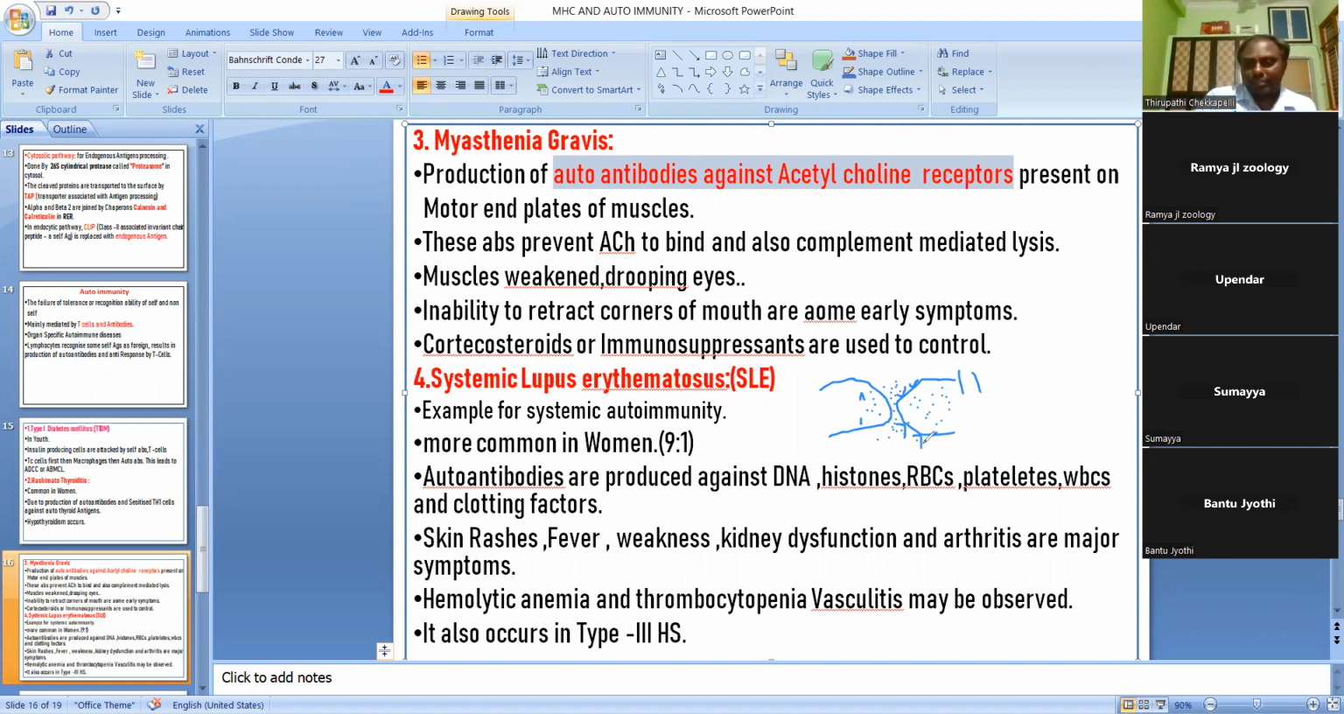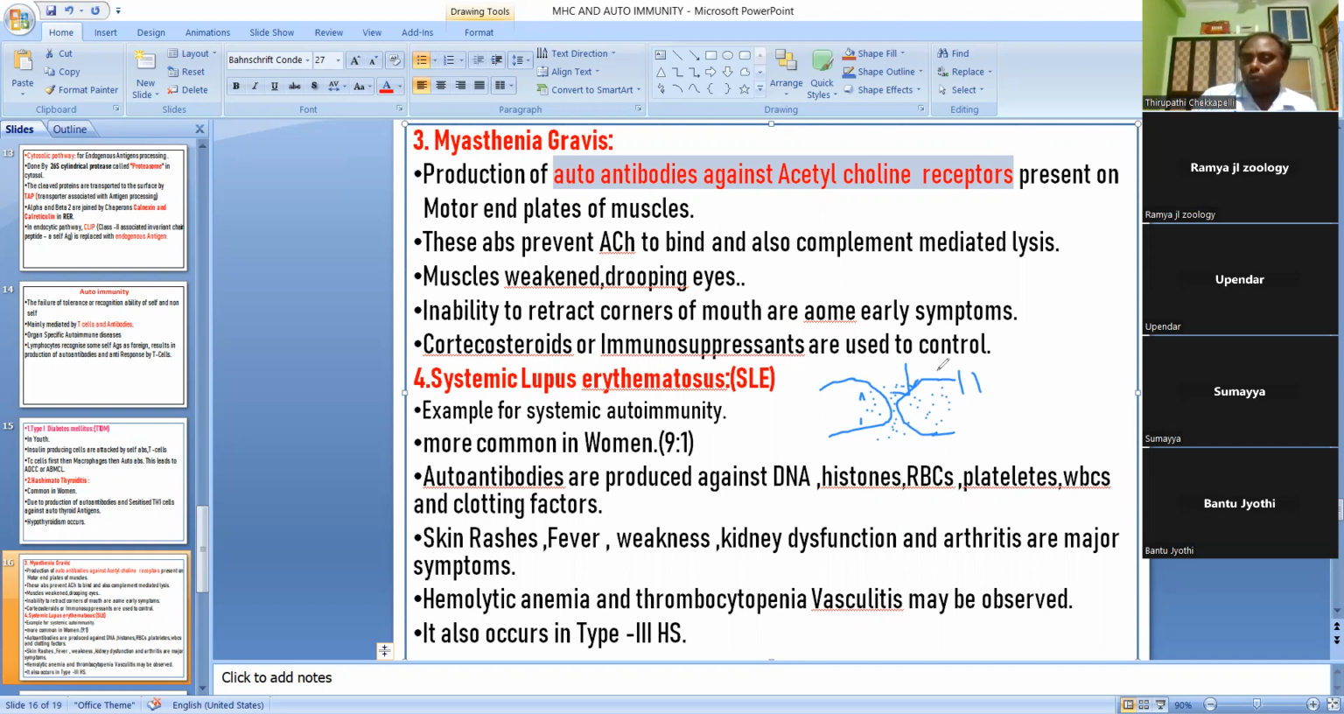But what happens here? Here, the structure of these receptor molecules will be altered. So due to that, what happens? First, the acetylcholine cannot recognize these receptors. The receptor structure is changed, so acetylcholine cannot bind here.